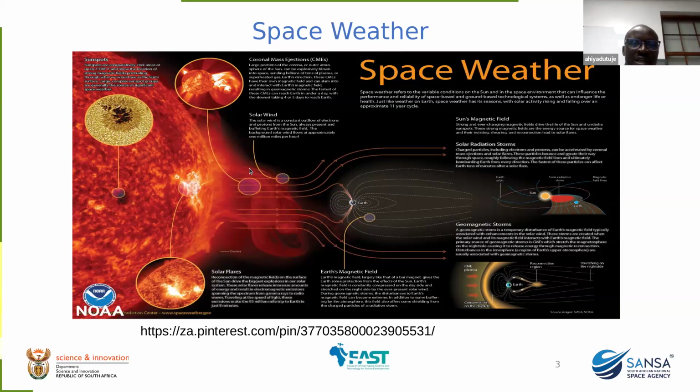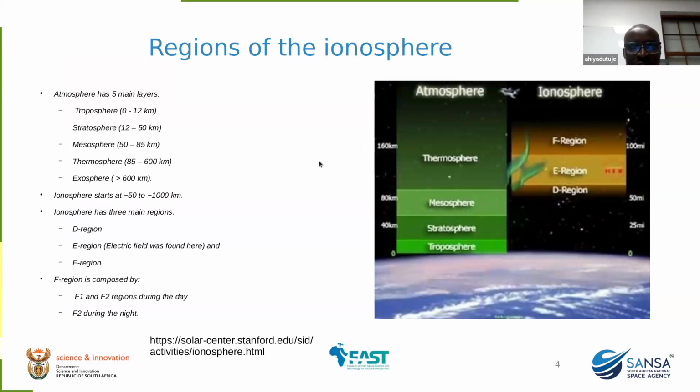So there are phenomena from the sun, then they impact our atmosphere, which contains our ionosphere. The atmosphere has 5 main layers. The first one is the troposphere, which ranges from 0 to 12 kilometers. You have the stratosphere between 12 and 50 kilometers. You have also the mesosphere from 50 to 85 kilometers, and the thermosphere from 85 to 600 kilometers. Then the last layer is called the exosphere, which is above 600. So on this graph, you can see the way the layers are arranged.